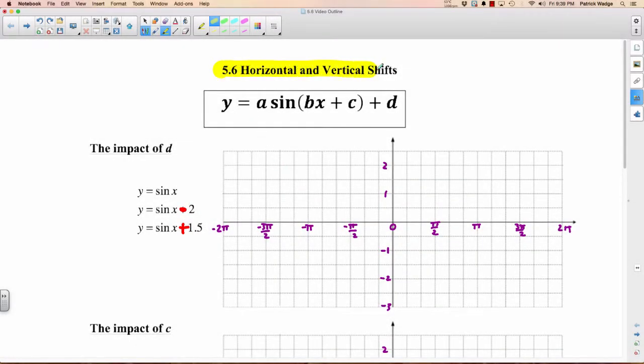6 is on horizontal and vertical shifts. So we're returning to this big function here. Last time, remember, we looked at A and B. We figured out what those did. Today we're going to look at what impact these parameters have, the C and the D.